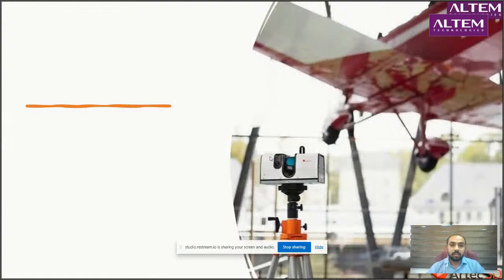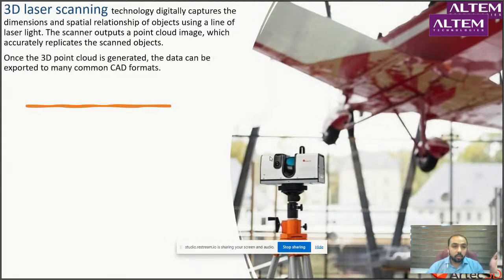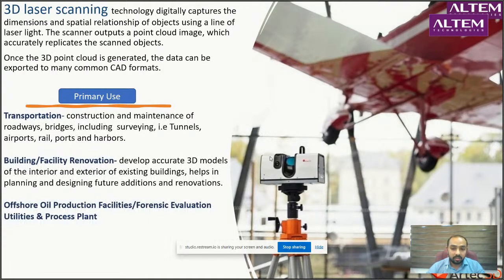This Ray is basically a laser scanner. 3D laser scanning captures data in the form of point clouds. So which industries can target this particular scanner? First, construction or maintenance, roads, bridges, wherever you need to survey a whole tunnel, an airport, entire monuments, or the renovation of any building and statue.